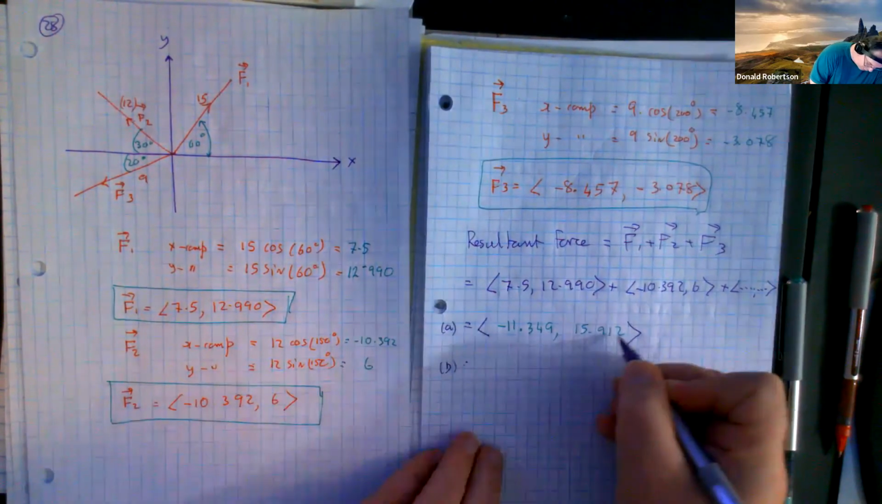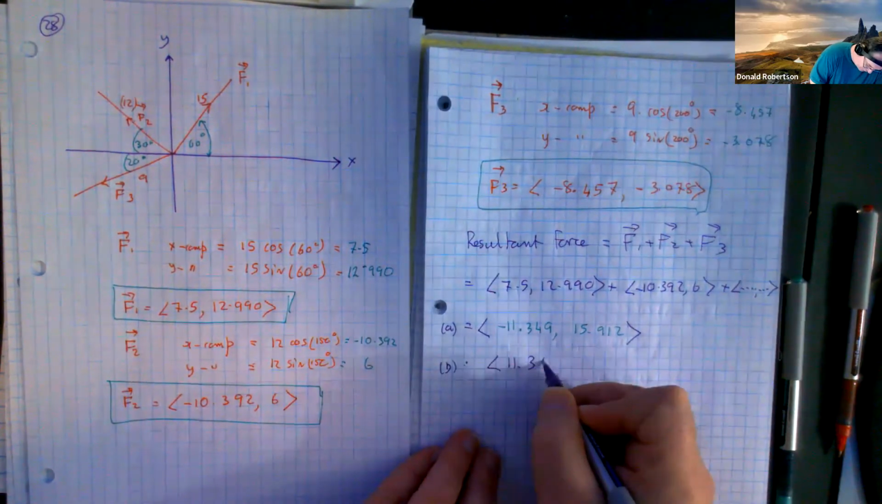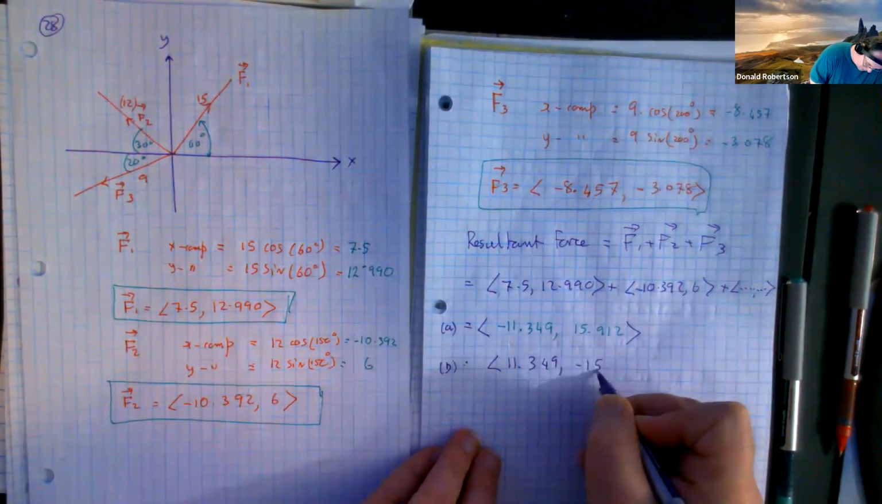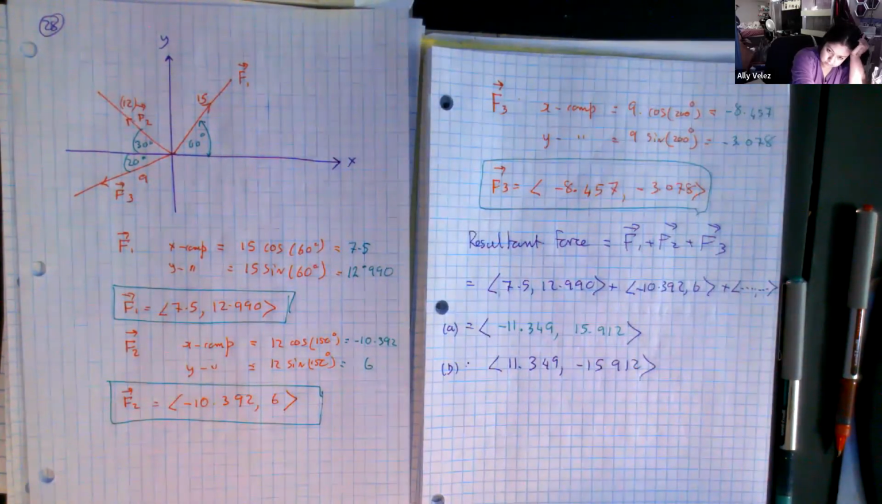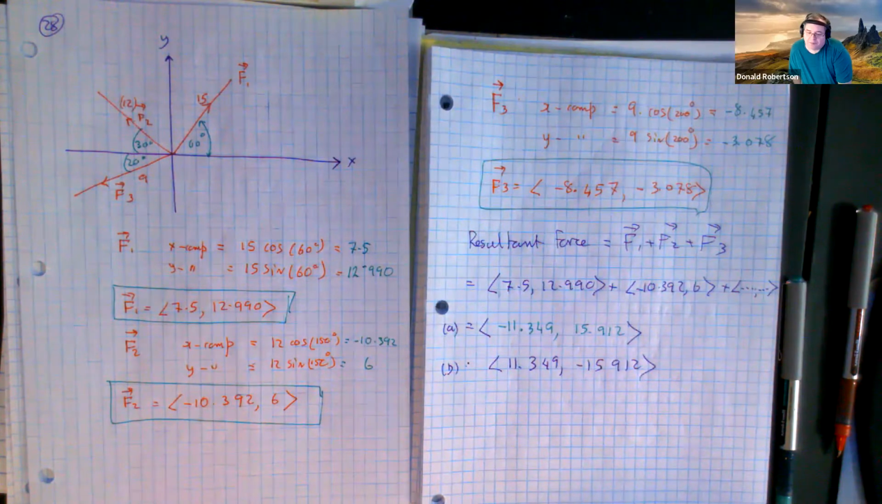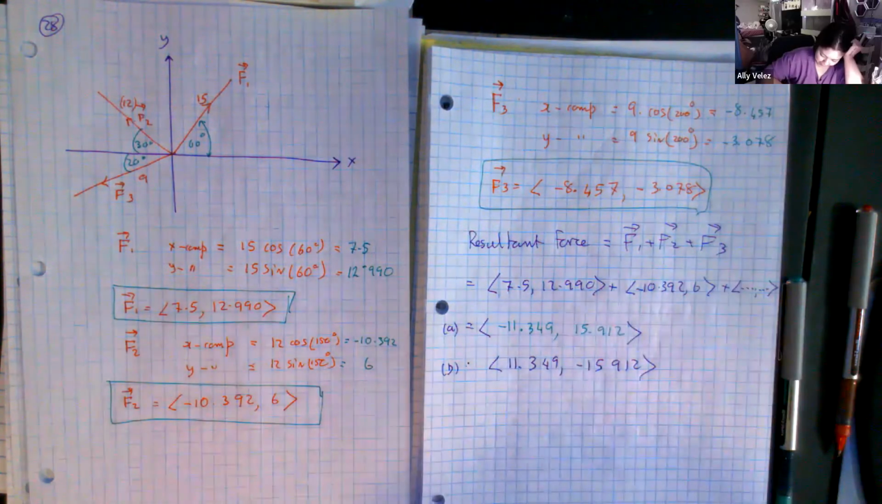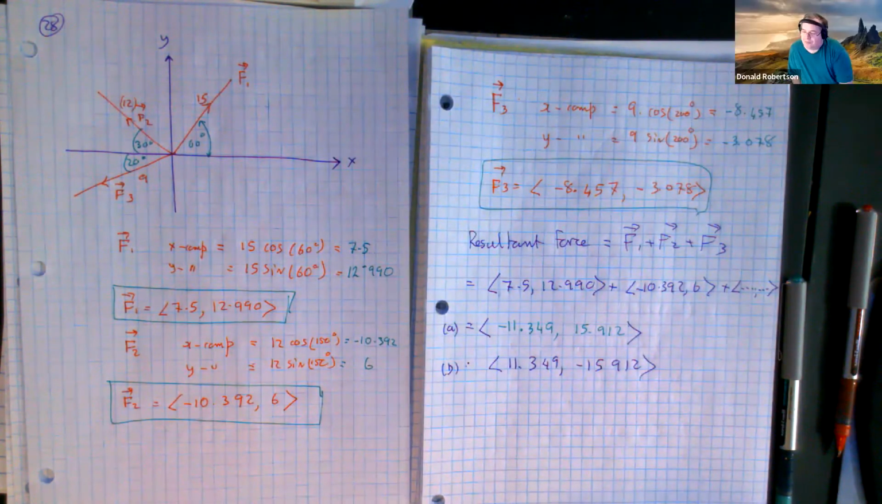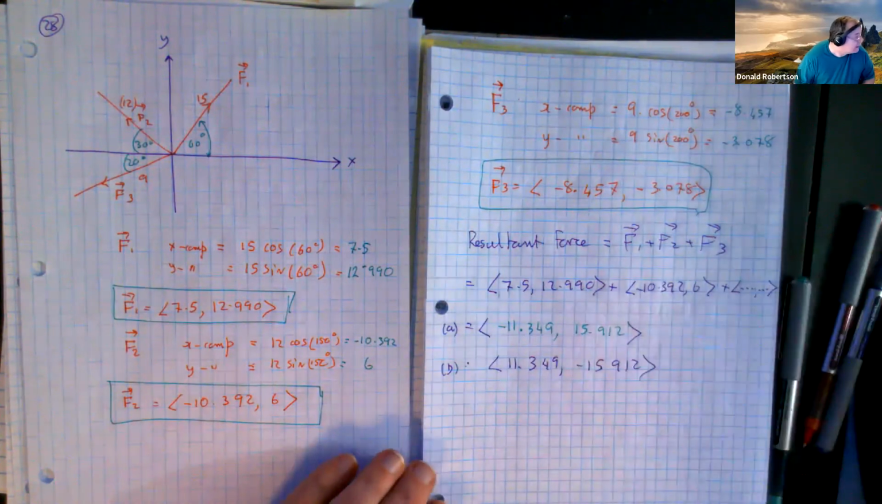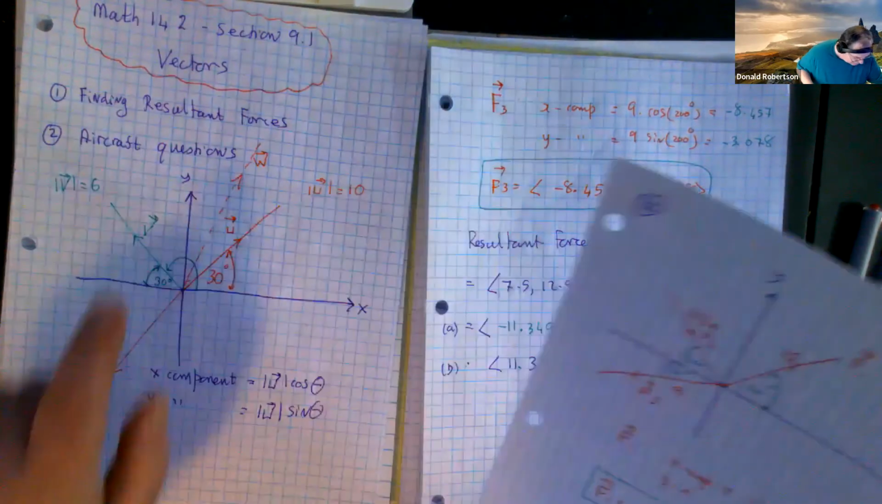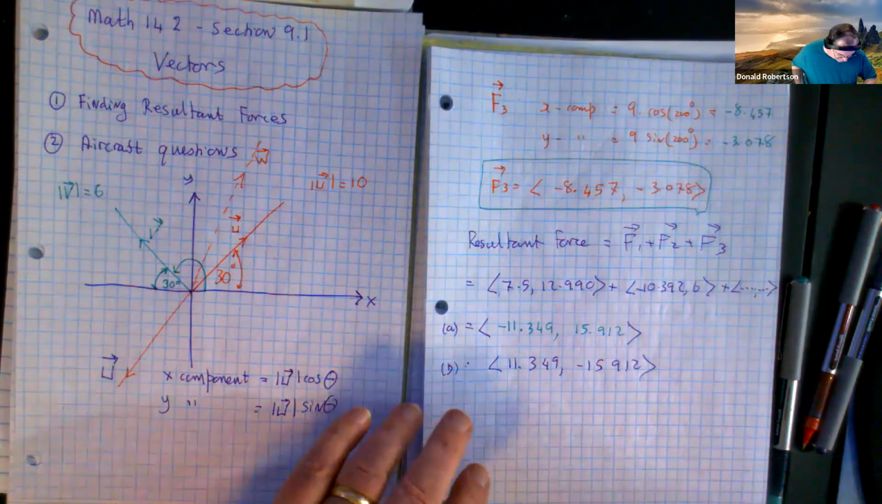What would make it an equilibrium? Well, just like we did last time, you just switch your signs. So it'll be positive 11. So the second answer is pretty obvious. If you know the first one, the equilibrium force is basically the negative of this one. And that is finding resultant forces.